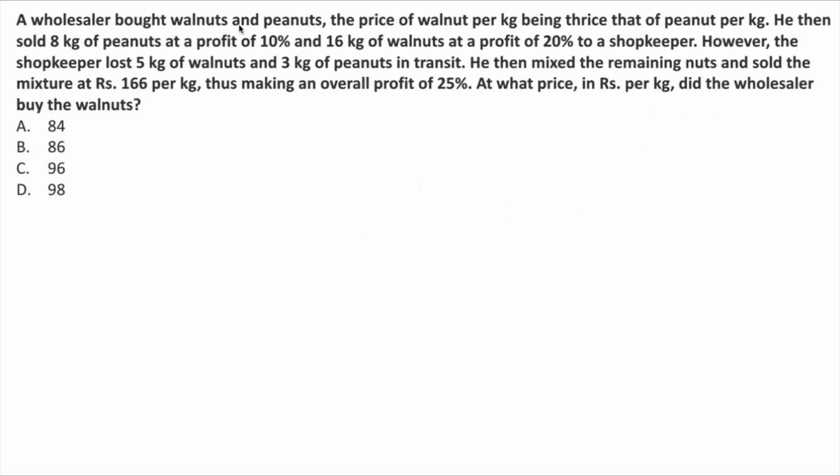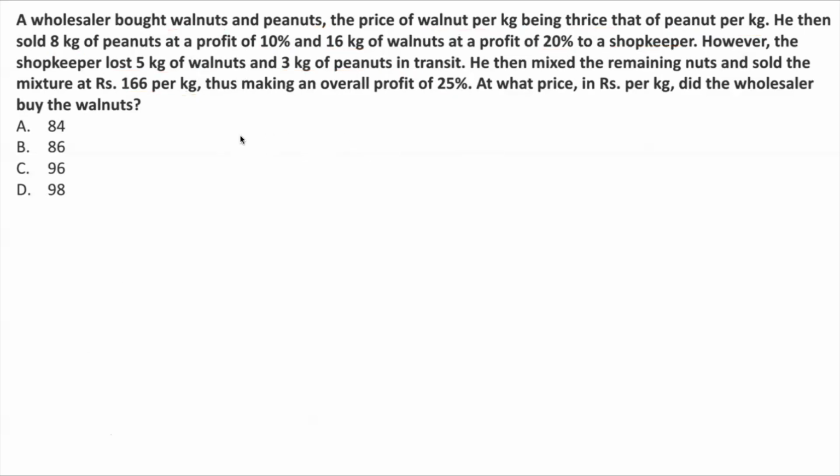Alright, so a wholesaler bought walnuts and peanuts, the price of walnut per kg being thrice that of peanut per kg. He then sold 8 kg of peanuts at a profit of 10% and 16 kg of walnuts at a profit of 20% to a shopkeeper. However, the shopkeeper lost 5 kgs of walnuts and 3 kg of peanuts in transit. He then mixed the remaining nuts and sold the mixture at rupees 166 per kg, thus making an overall profit of 25%. At what price in rupees per kg did the wholesaler buy the walnuts?